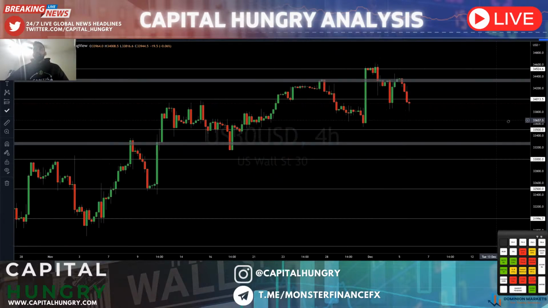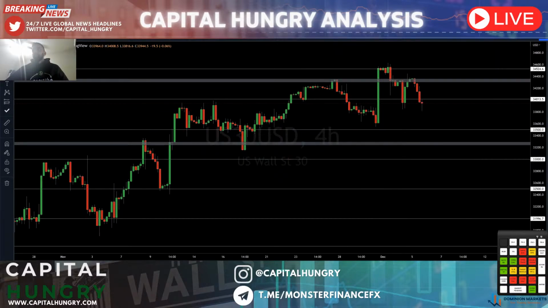US30 stock market index. Deeper pullbacks to the demand zone at 33,500, 33.2, or just breaks back above 34K into the new daily candle. We're still having stock market buyers printing intraday higher highs, bullish price action and market structure.